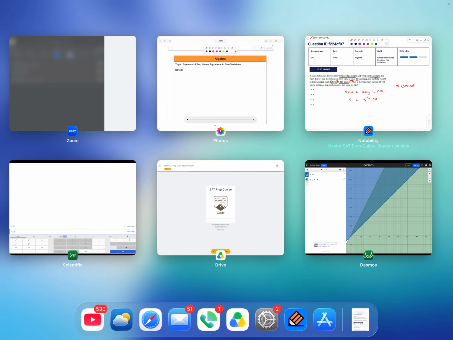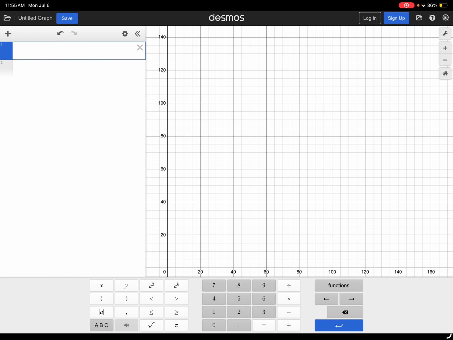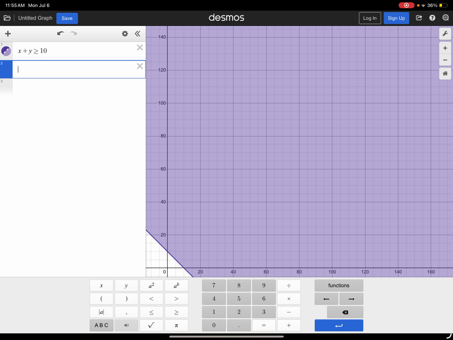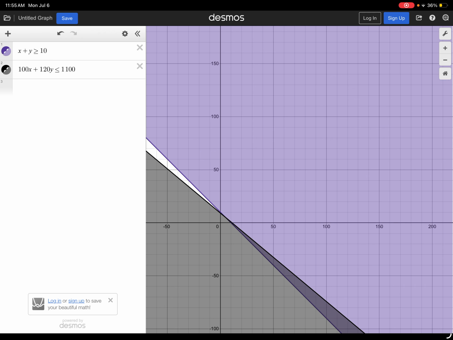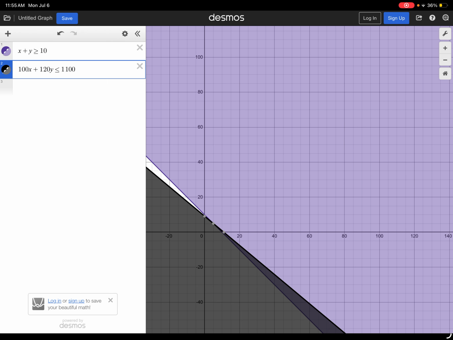So this is where our tool is really helpful. We could go and solve this if we wanted to by hand, but it's going to take a lot less time to do this. Now, making sure that we're really good with our signs because it will make a difference. So 100x plus 120y is less than or equal to 1100. Okay, cool, awesome.